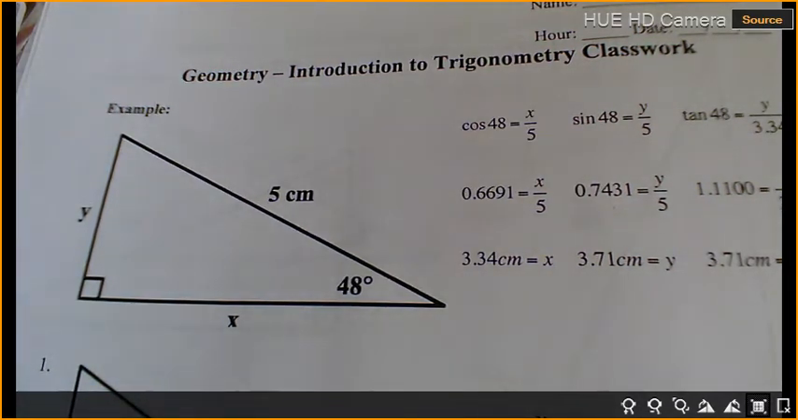So the first thing you're going to do when you see a right triangle to do trig, everybody should have their phones down now. You should be paying attention. I'm teaching you something brand new.